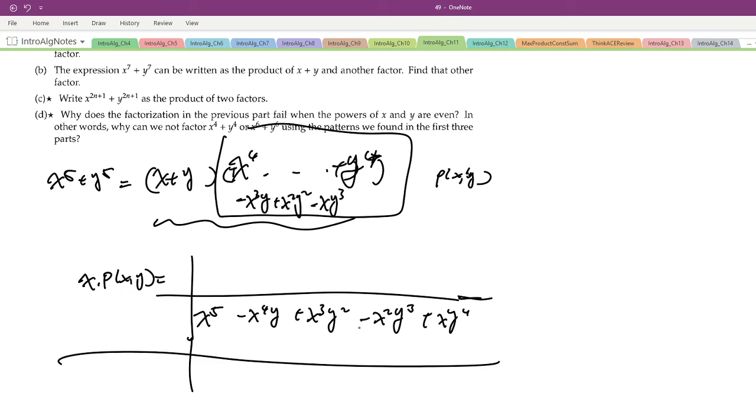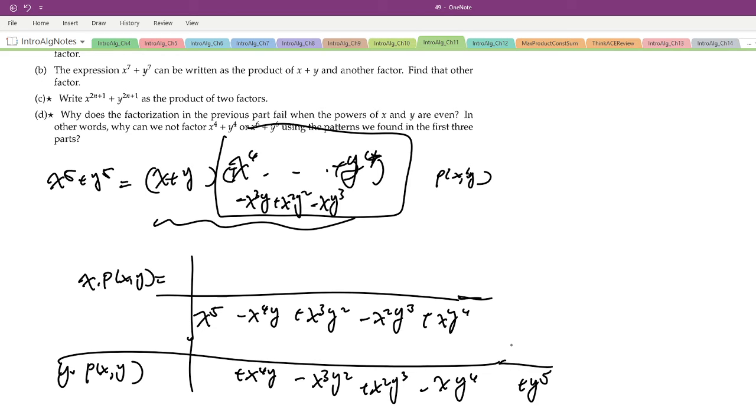And the other one is y times the p(x,y). So the first is yx^4, so it's plus x^4y, then minus x^3y^2, then plus x^2y^3, then minus xy^4, then plus y^5, right? So when you sum them together, you will see this cancel, cancel, cancel.